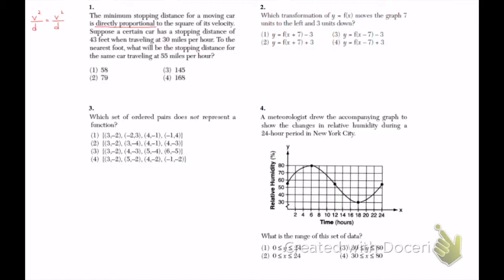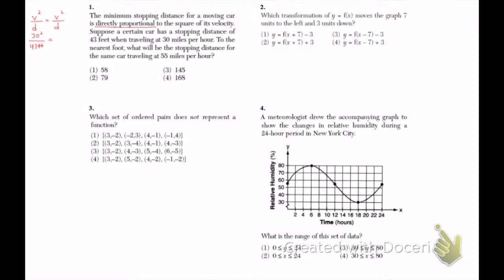Well, it said that the stopping distance for a moving car is directly proportional to the square of its velocity, not just its velocity, but the square of its velocity. It then goes on to say, if a car has a stopping distance of 43 feet when traveling at 30 miles per hour, so we know that the distance is 43 feet, and we are traveling at 30 miles per hour. So this is 30 squared. And that equals what? Let's see.